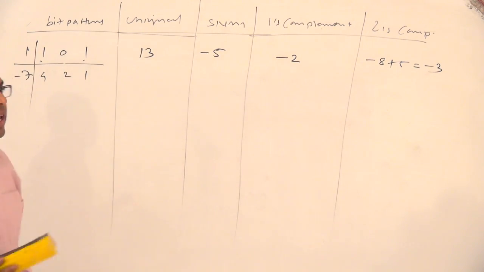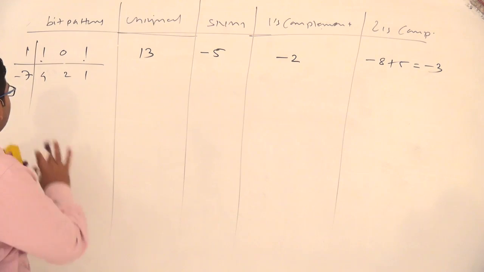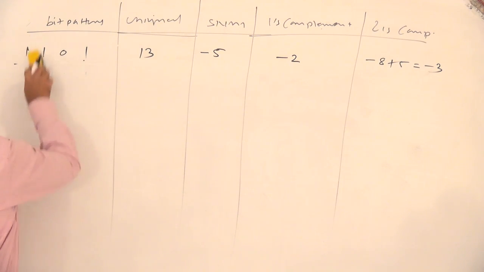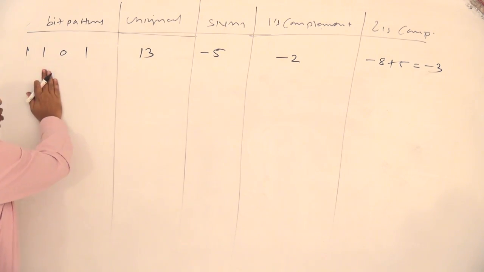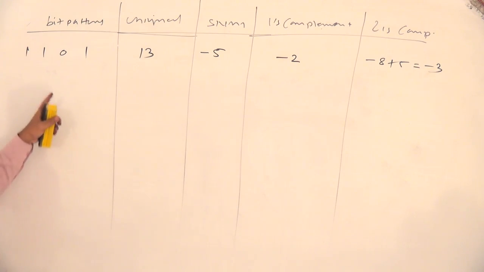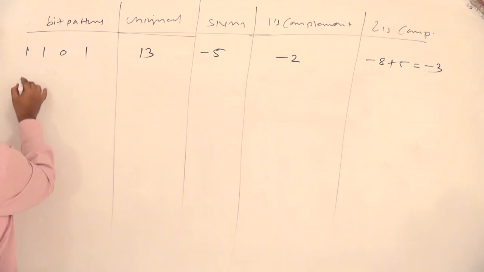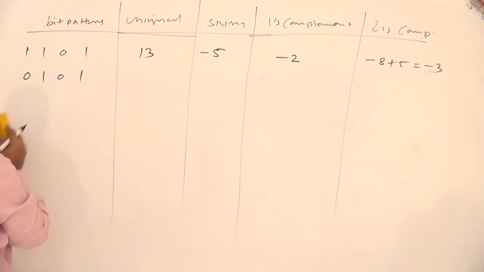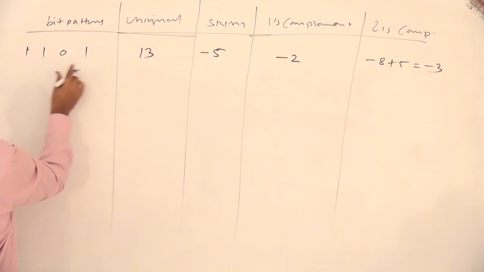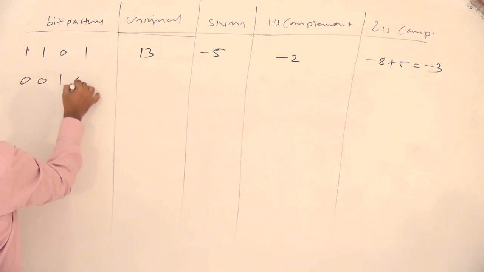You should be very clear with this. And there is one more way to achieve this conversion. If you want to treat this value in 1's complement, you take the 1's complement of 1 1 0 1. Sorry, the 1's complement will be 0 0 1 0.